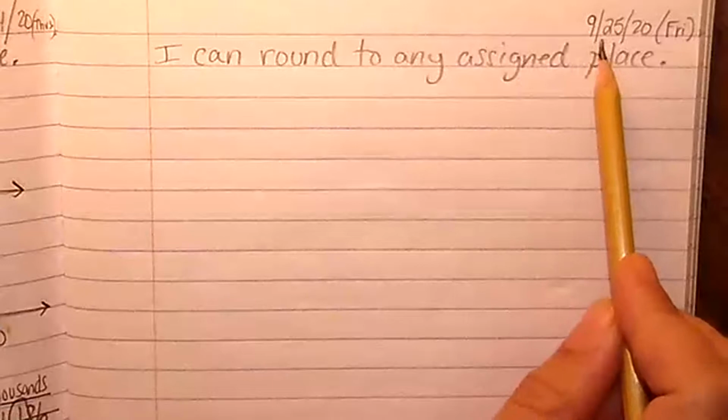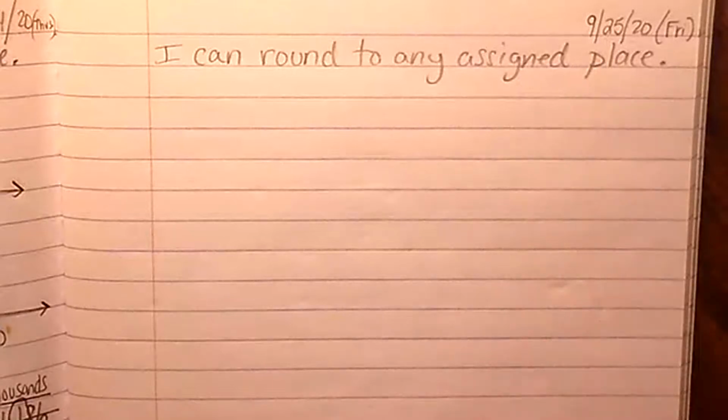Today is Friday, September 25th, 2020. And our I Can for today says, I can round to any assigned place. So let's start with a couple of examples.